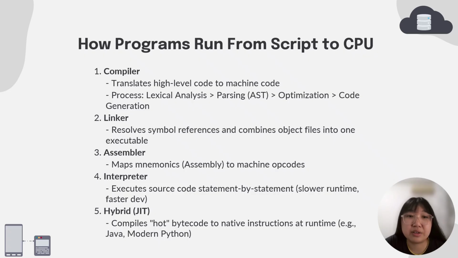And next is the assembler. If you are using assembly language, the assembler will convert mnemonics like move or add into machine code. Next, the interpreter will run your code line by line without fully compiling it first. The last one is the hybrid or JIT, which is just-in-time. This approach compiles some hot code at runtime, like how Java and newer Python implementations work. So that's how a simple script eventually becomes CPU instructions.